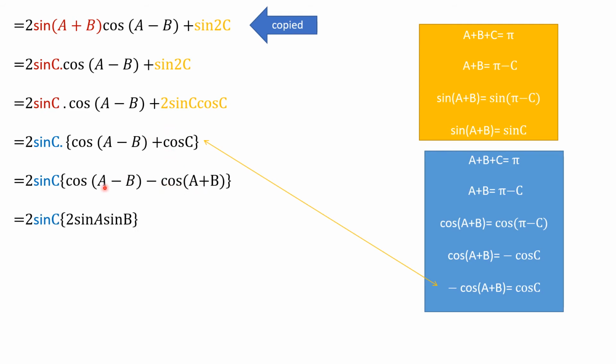Again, we have learned cos(A minus B) minus cos(A plus B) goes in the formula of 2 sin A into sin B. And on opening the bracket, we will get 4 sin A sin B sin C, which is equal to right hand side. Hence proved.